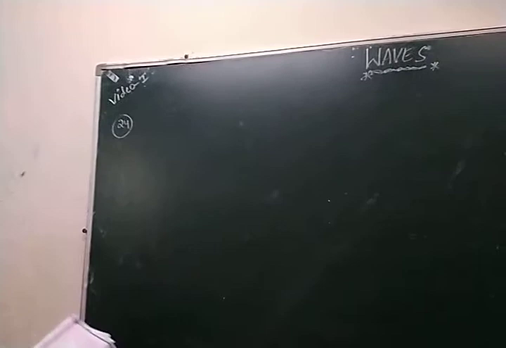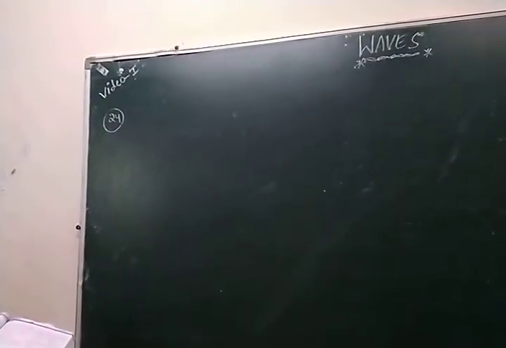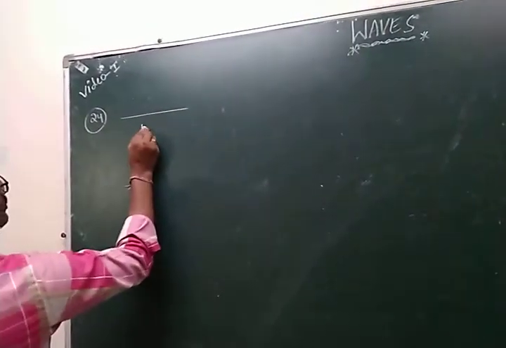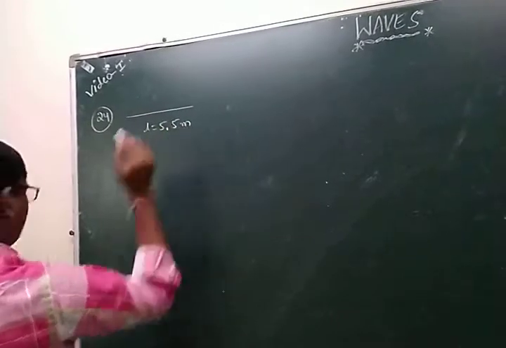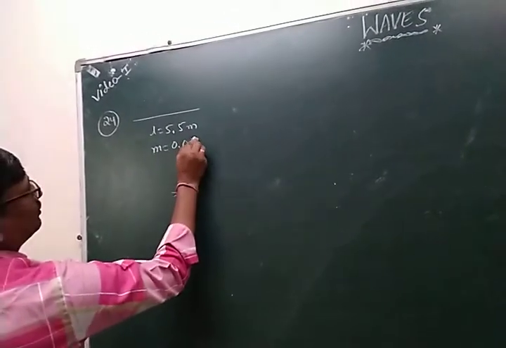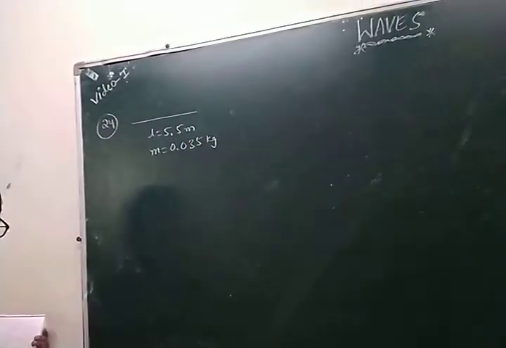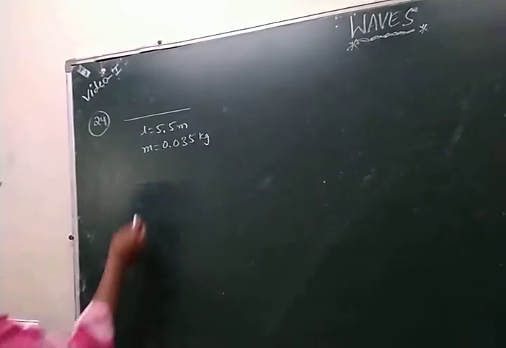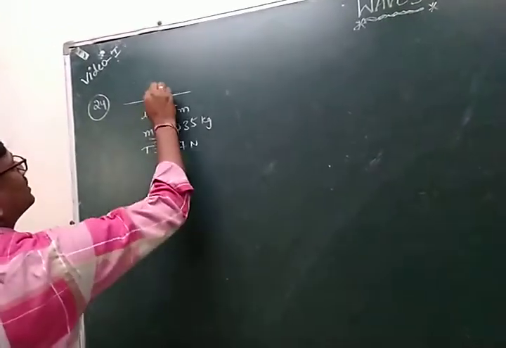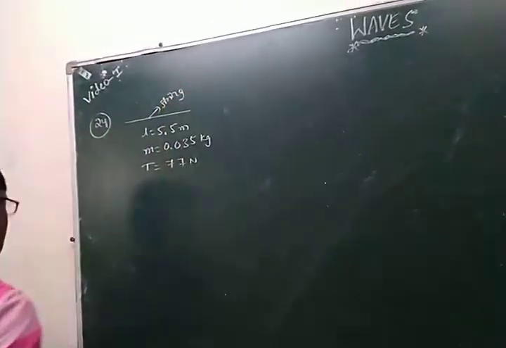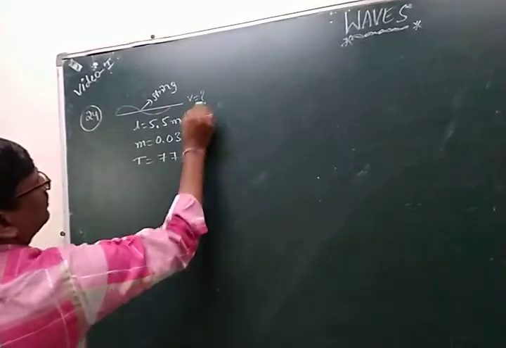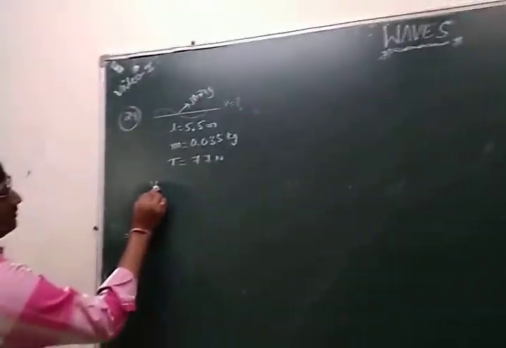See the question number 24. A 5.5 meter long string. See, this is the string. Its length is given as 5.5 meter. Its mass is given, M is equal to 0.035 kg. The tension in the string is given as 77 Newton. This is the string. See the speed of the transverse wave. So what is the speed of the transverse wave? This v is equal to how much? See, we know the formula for the velocity in a string.